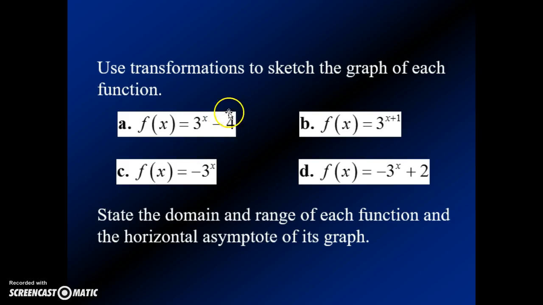If we add or subtract a whole number outside of our function, that is a vertical translation. So this function would just be the parent function 3 to the x translated 4 units down in the plane. Here is a x plus 1, or a minus negative 1, inside the function. So we know that's going to be a horizontal translation, and that's 1 unit to the left, just like what we're used to. Here's a negative in front of our function, and that is a reflection over the x-axis. And here's a negative in front, so there's a reflection and a vertical translation on this function.